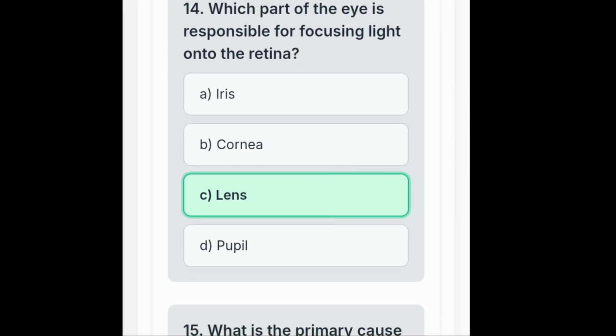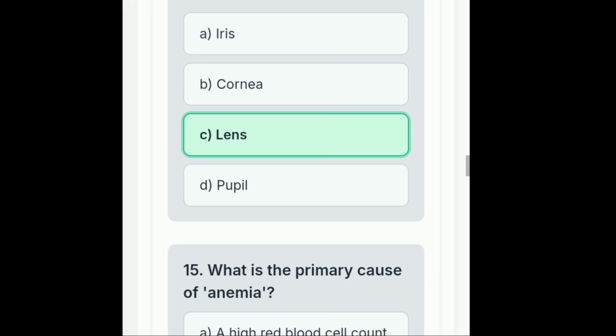Which part of the eye is responsible for focusing light onto the retina? Option A, iris. Option B, cornea. Option C, lens. Option D, pupil. So C, lens is the correct answer.